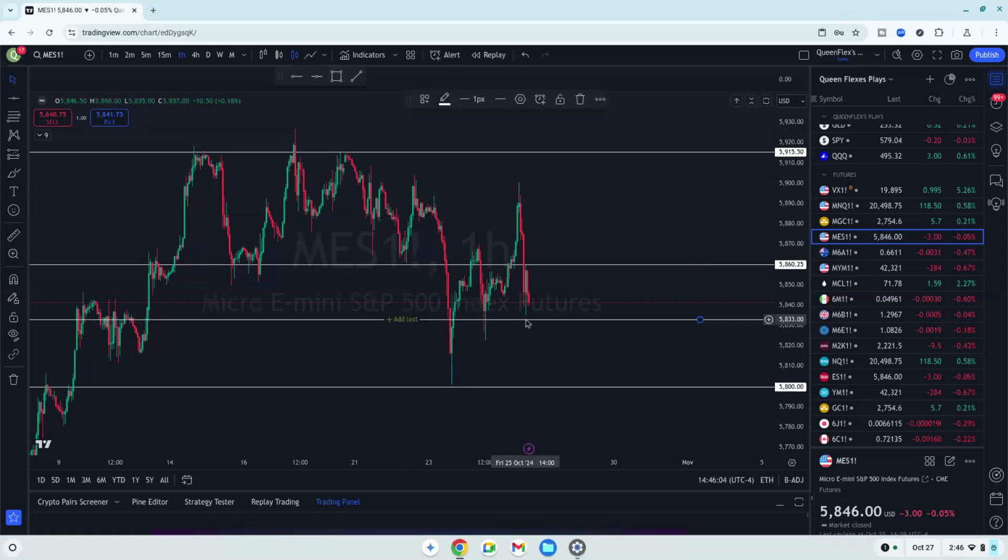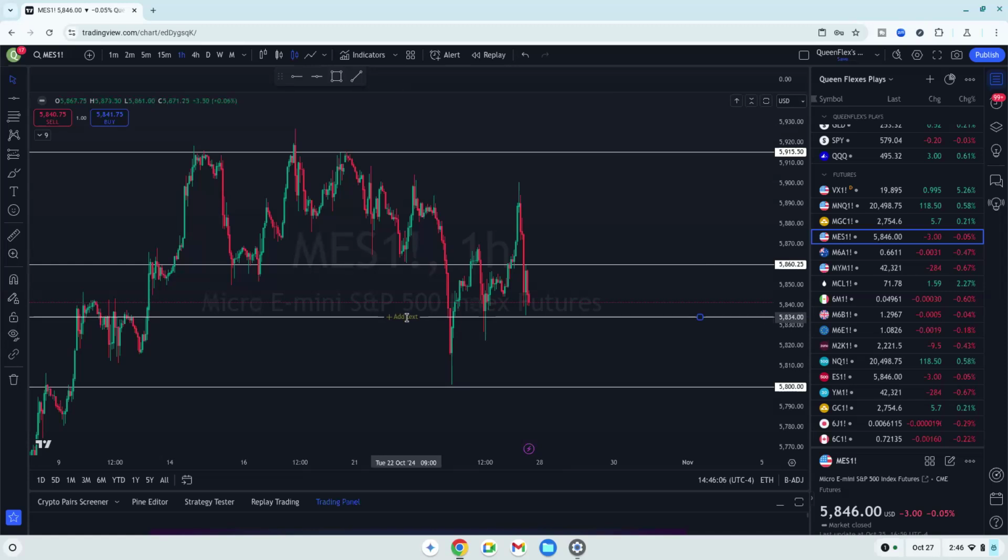And I kind of like this one. Yeah, kind of like that one. So as we can see, MES is kind of coming down. So I really would be looking for it to come down to the bottom of this channel. But I wouldn't be surprised if it decided to just retrace back up.